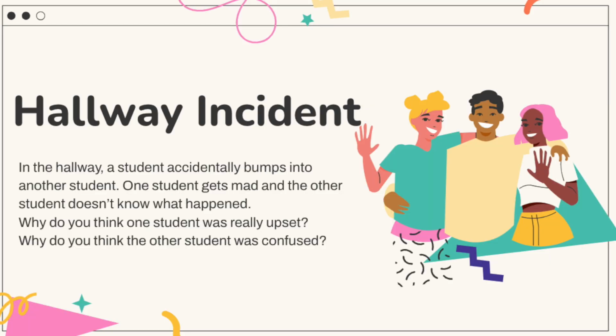So in the hallway, a student accidentally bumps into another student. One student gets mad, but the other student doesn't know what happened. The student who was bumped into feels very upset and mad, but the student who bumped into them was distracted and feels bad. We can't say that either of them is in the wrong since we don't know them or what else had happened in the day, which is why we shouldn't overreact in these situations.